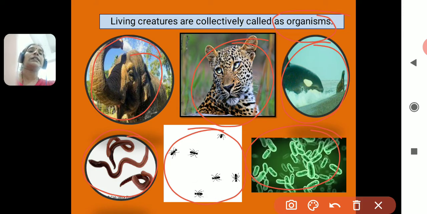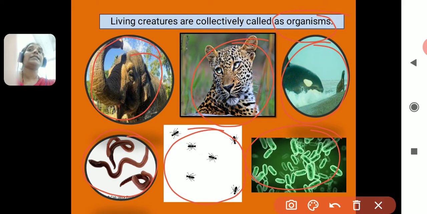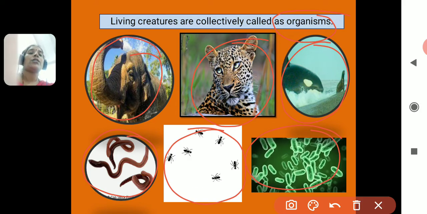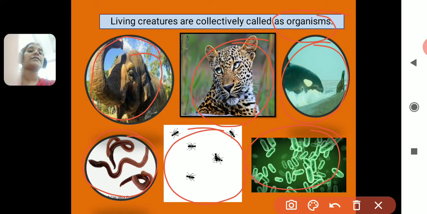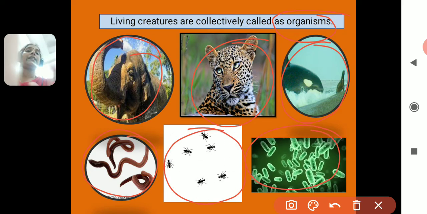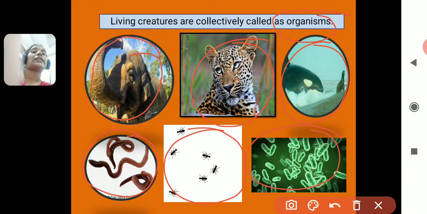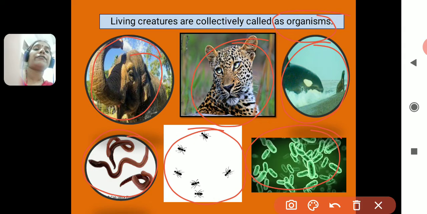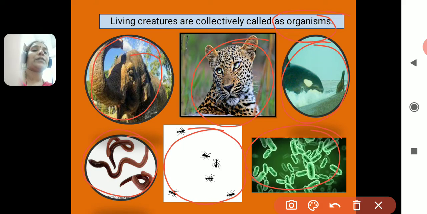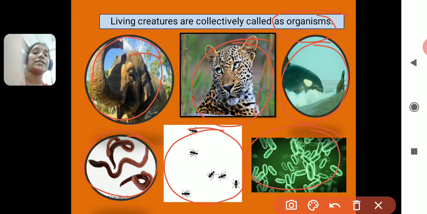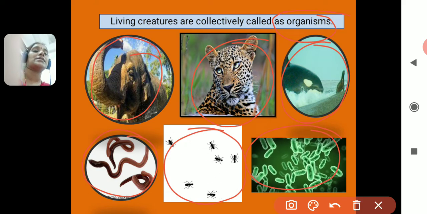So what we say about the organism, living creatures are called organisms. So these living organisms have different sizes, students. If we talk about the elephant, it has a big size. And if we talk about the ant, it has a very small size. So what we can say, living organisms have different sizes, different shapes, and they are found in different places. So let's know about their surroundings, the places where these animals are found.